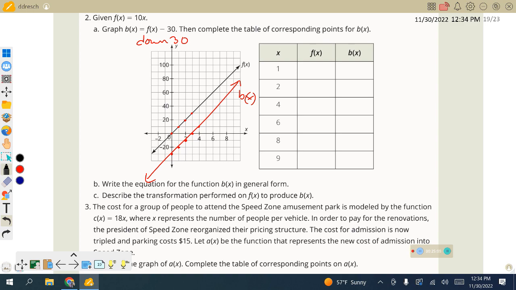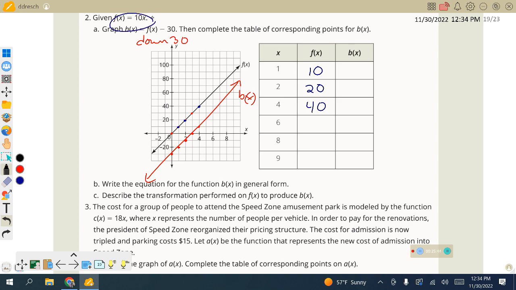All right. Now let's complete the table that we've been looking at. Remember these two columns here. This is my original f of x. This is my now transformed one, b of x. So f of x, when x is 1, where was my y value? When x is 1, the y value is right here at 10. When x is 2, my y value is at 20. When x is 4, my y value is at, and where is that coming from?